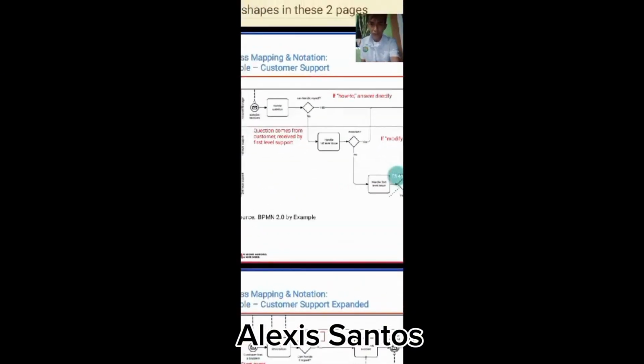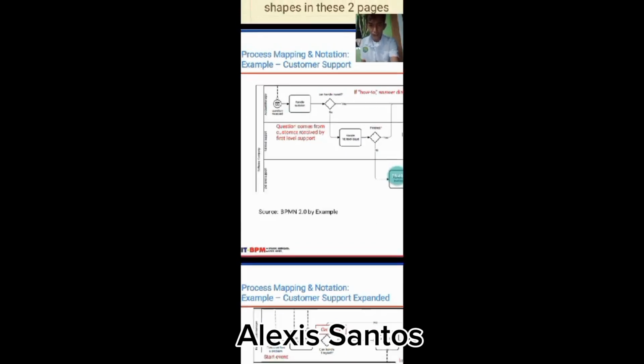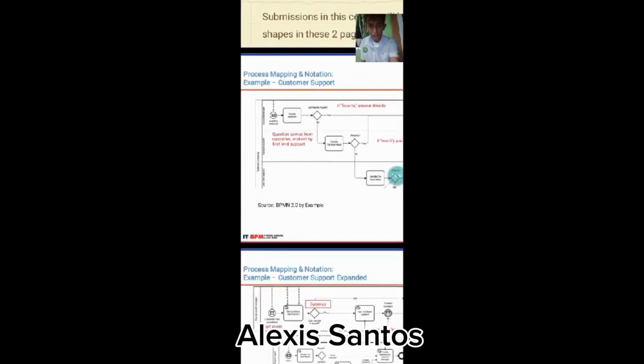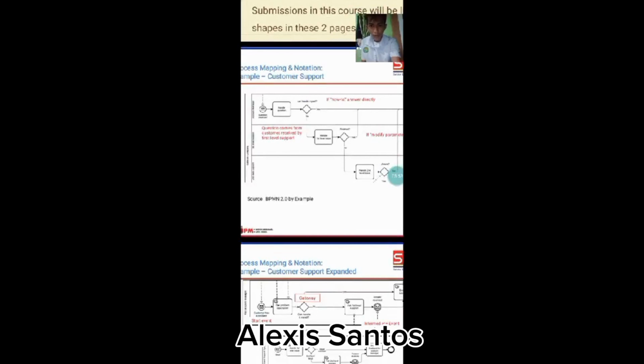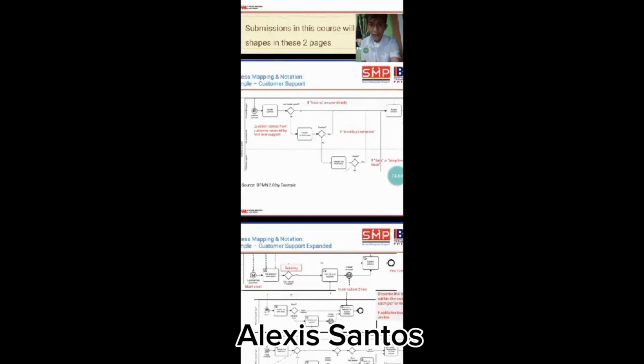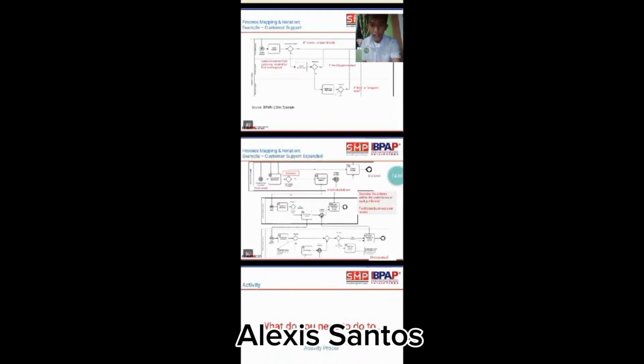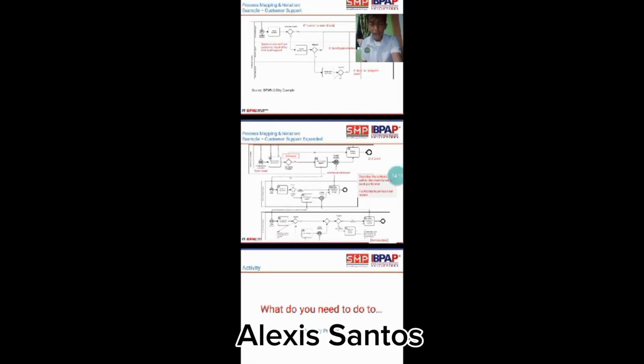So nandito yung mga process kung paano mo maano yung, example, questions come from customer received by first level support. Okay, then makikita nyo naman po dito. And then sa second, ito naman yung customer support na nag-expand.